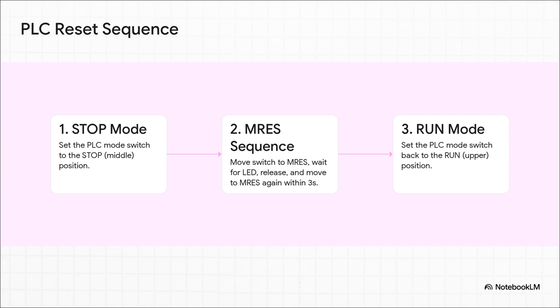1. Flick the PLC mode switch to stop. 2. Do the little MRES sequence. You just move the switch to MRES, wait for the light, let go, and hit it again really quick. And 3. Switch it back to run. That's it. You've just wiped the memory and it's totally ready for your new program.